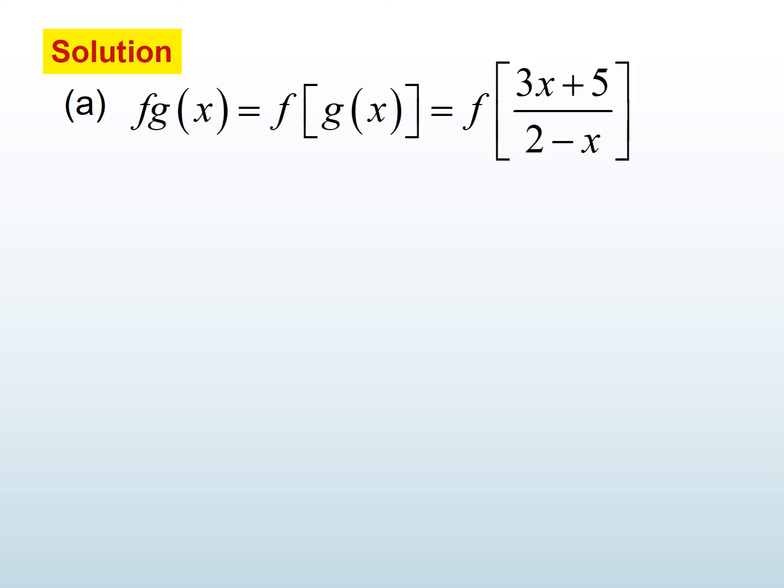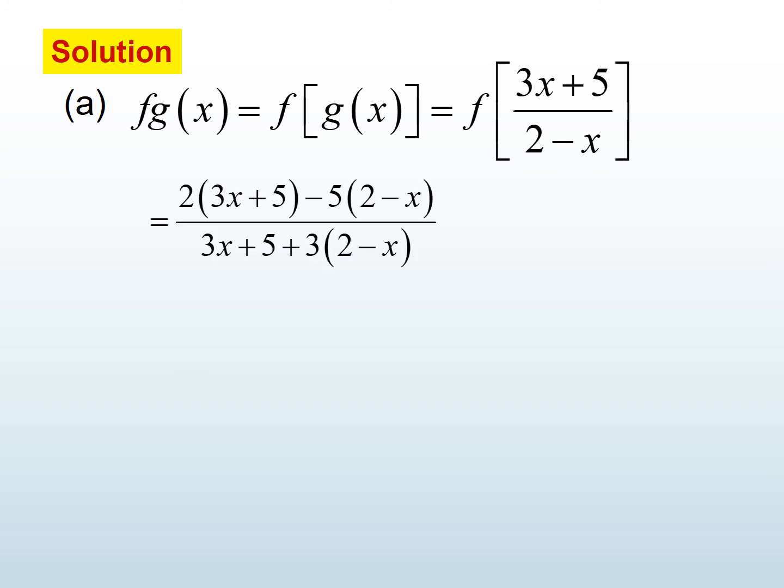Let's look at the solution of example 3. First, we want to find f(g(x)). So we find the composite f(g(x)). We substitute g(x) into f. Then we get f of 3x plus 5 over 2 minus x, which means we substitute 3x plus 5 over 2 minus x into x on f(x).